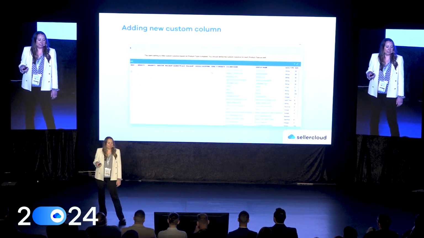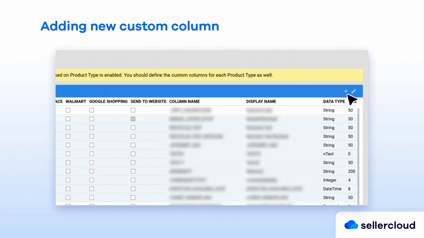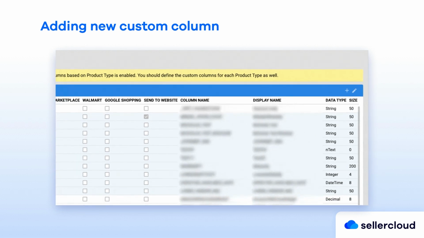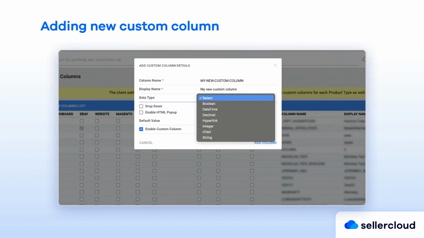To do this, you'll click the plus sign here, and this is a new page within your settings. What this will do is populate this box here where you start creating the custom column. Column name is going to be one word, no spaces. This is used for importing and exporting. Then the display name can be whatever you want. So you can have multiple words, spaces. That's how you and your team are going to see it in your Sellercloud account.